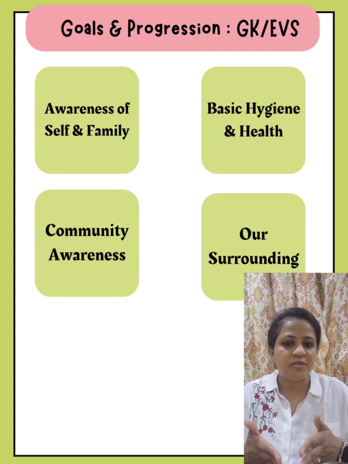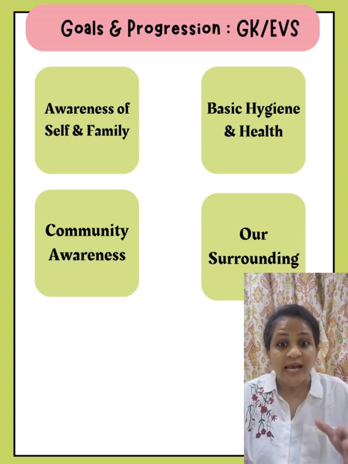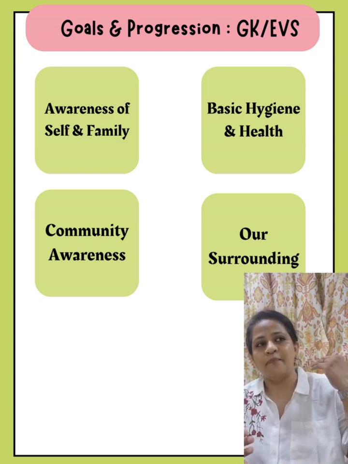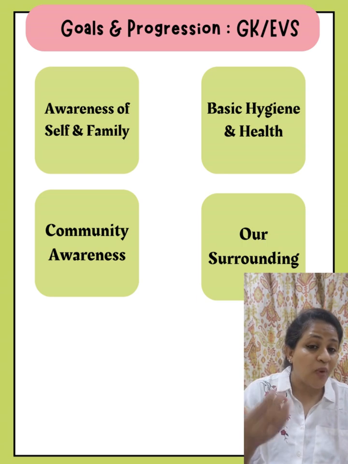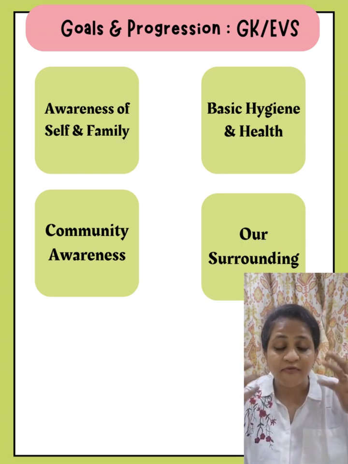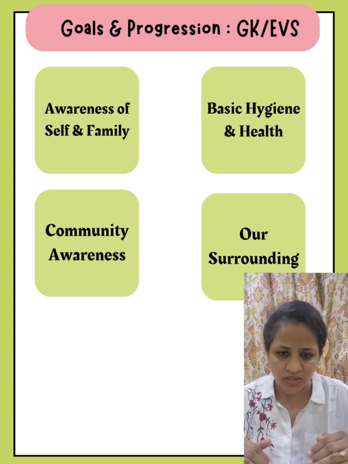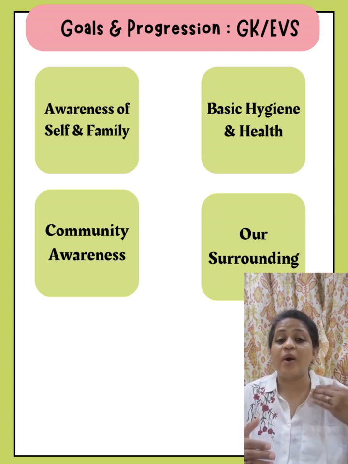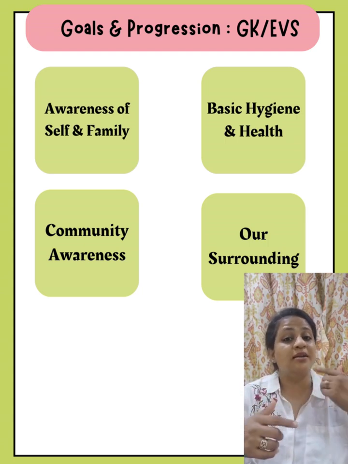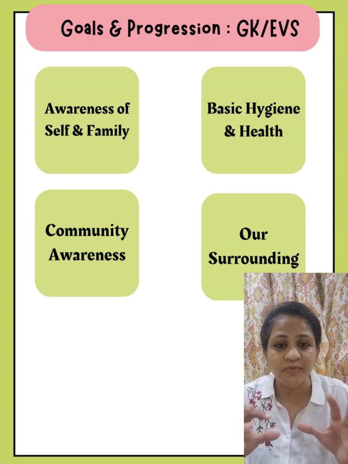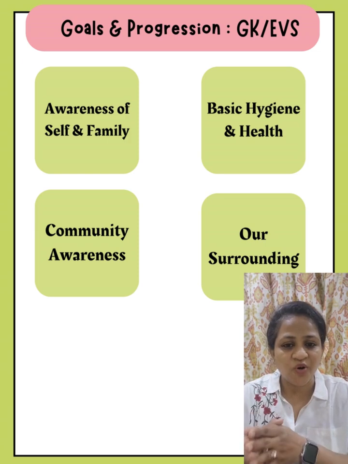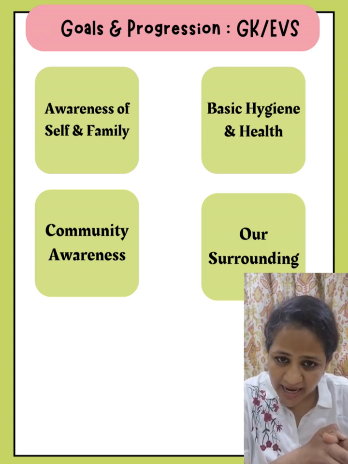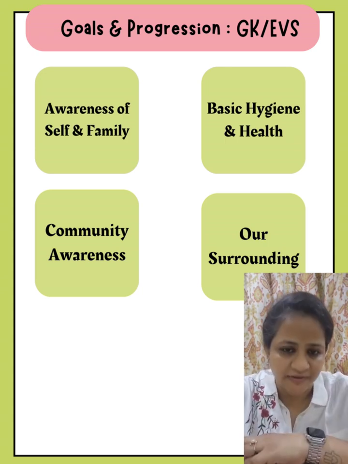See, this age group is particularly very curious, and they are craving to learn new things, even if we think that they are not responding well to what we are teaching, they are retaining everything that is being taught. All these things are something which they see and are quite aware of, and they just want the perfect terms for it. That's it. So these are the four goals on the basis of which this curriculum, the annual plan, is planned for GK and EVS.